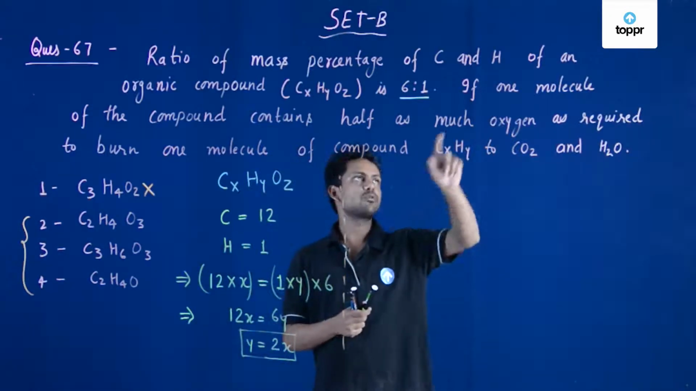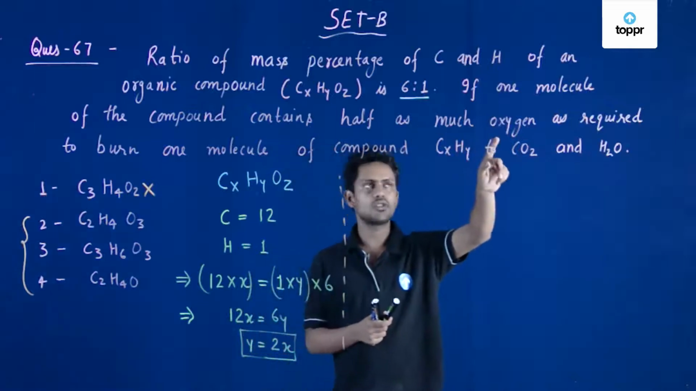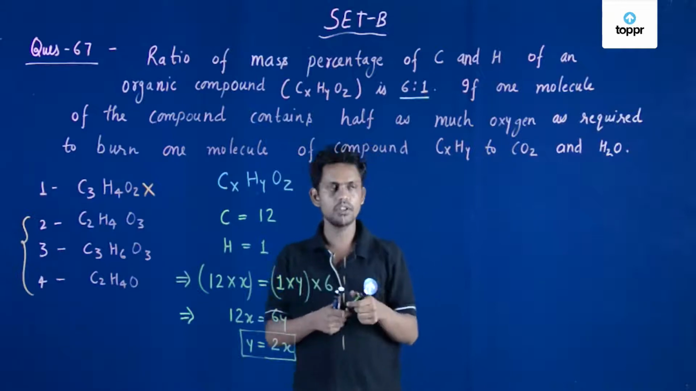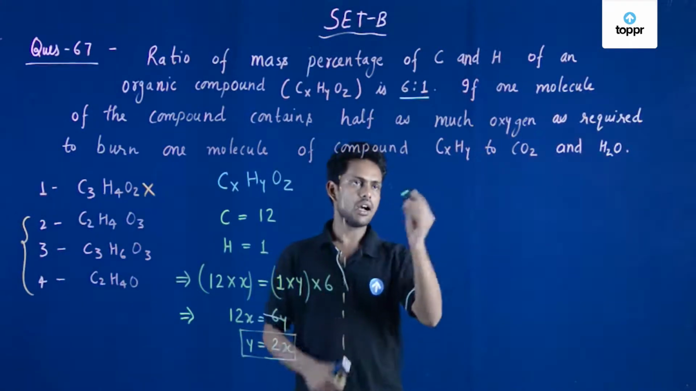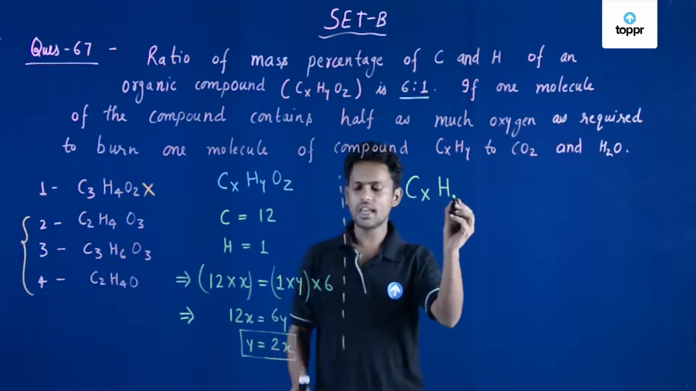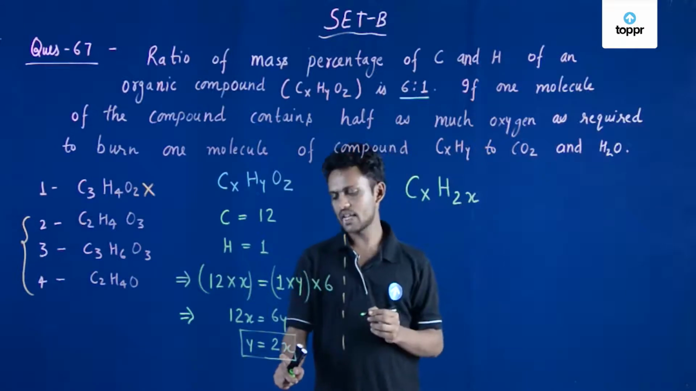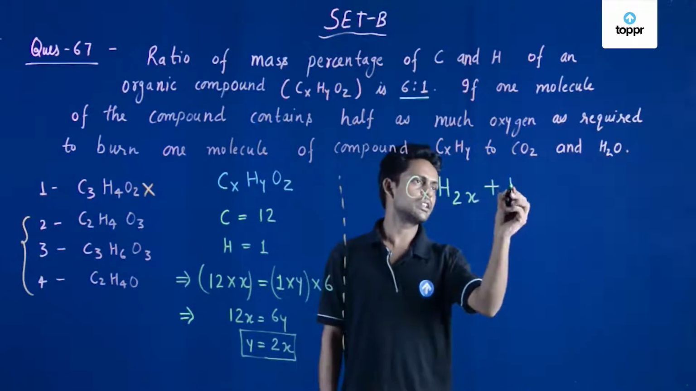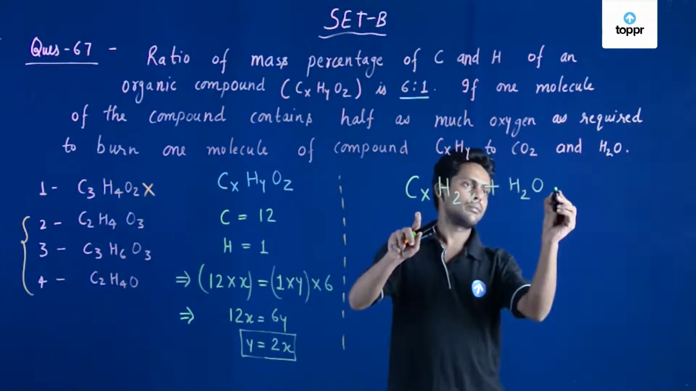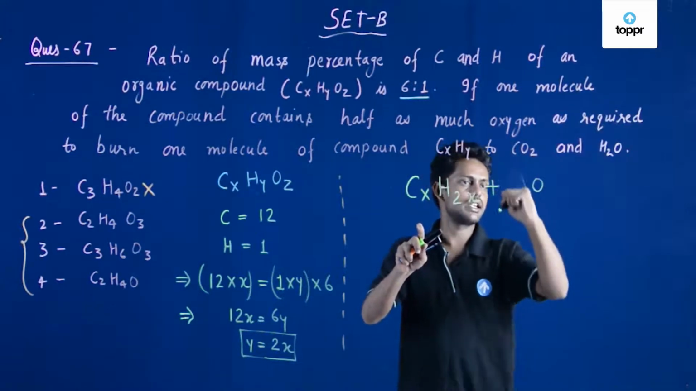The second information says that one molecule of the compound contains half as much oxygen as required to burn one molecule of CxHy completely. So if I want to burn CxHy, what will be the equation? CxH, and instead of y I would write 2x now, because y is equal to 2x, which we have already figured out. I want to burn this completely, so I will have to write O2 here, oxygen, not H2O.